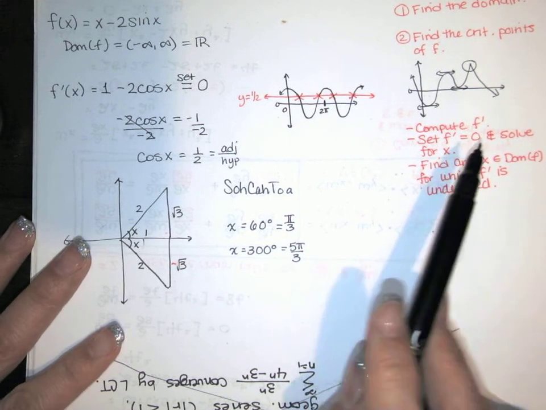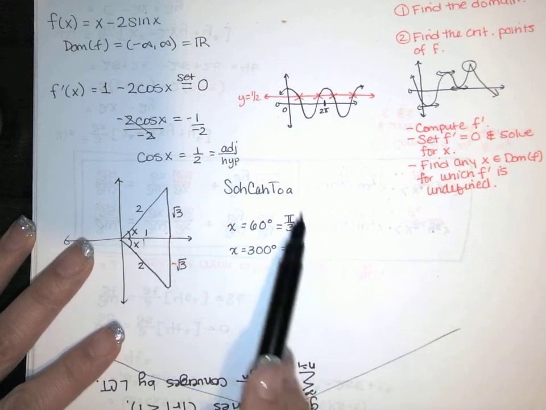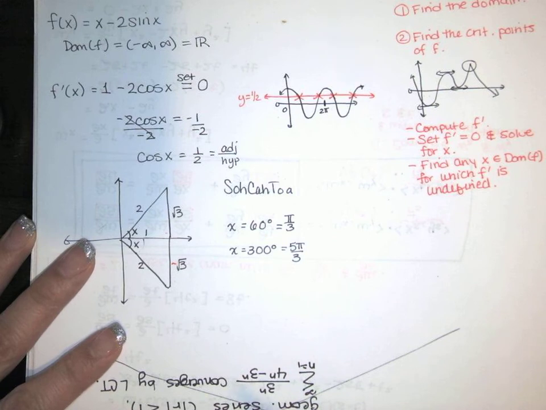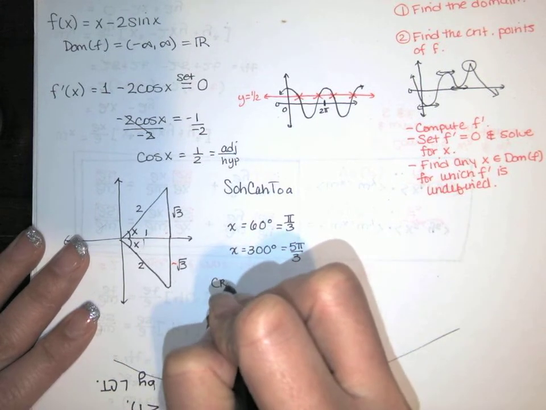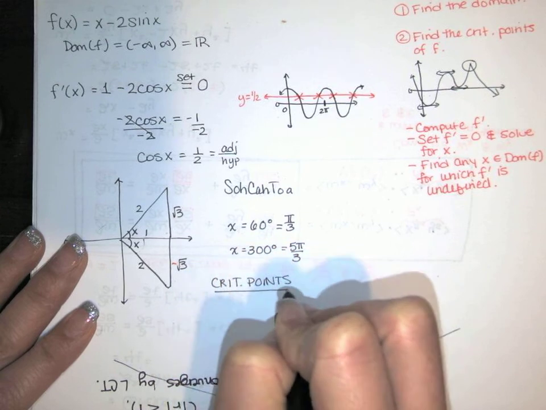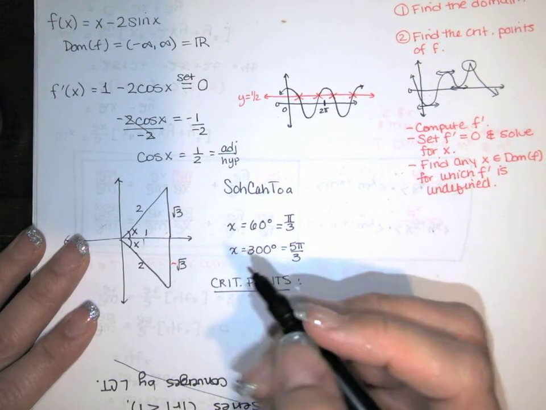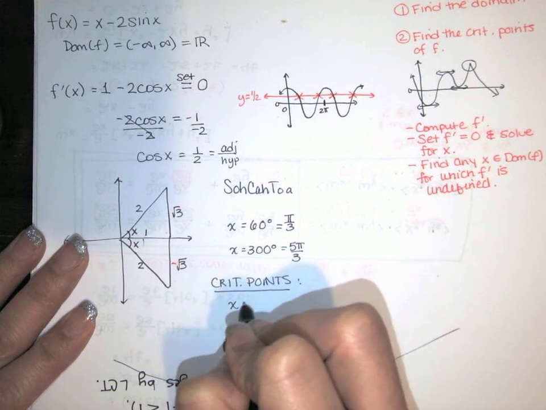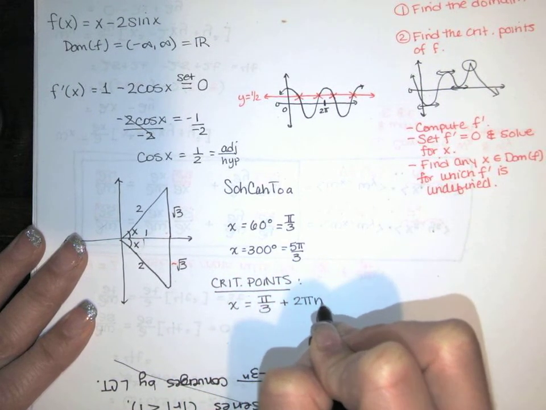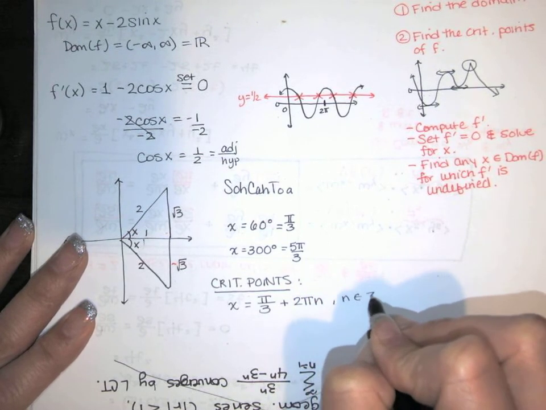But the critical points, those are all of the x values that satisfy this. They come from taking these two answers and then adding multiples of 2 pi or subtracting multiples of 2 pi as many times as we want. So the critical points of our function are the x values for which f prime is equal to 0. F prime is equal to 0 when x equals pi over 3 plus any multiple of 2 pi I want. So it's 2 pi times n, where n is an integer.